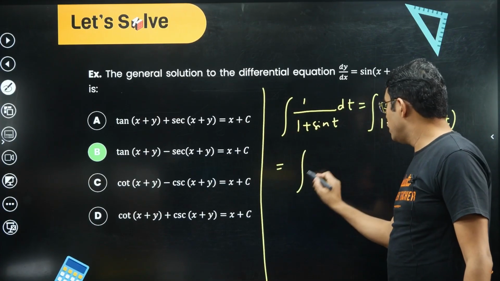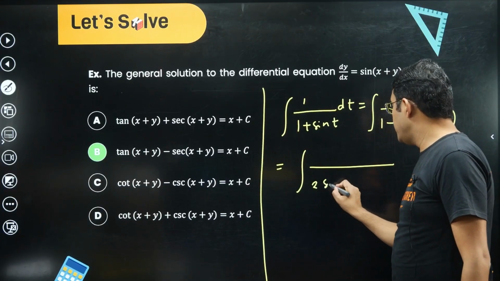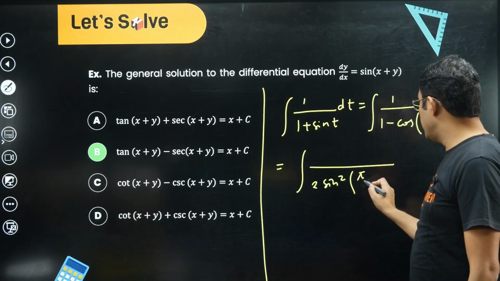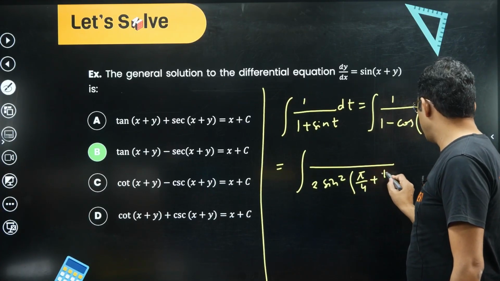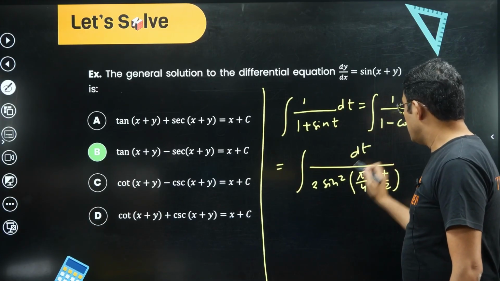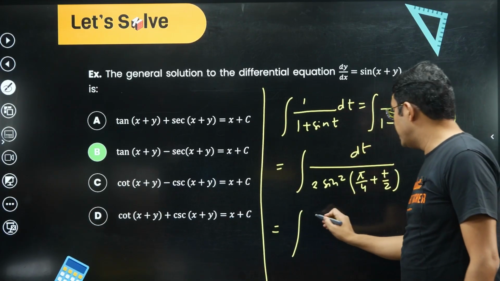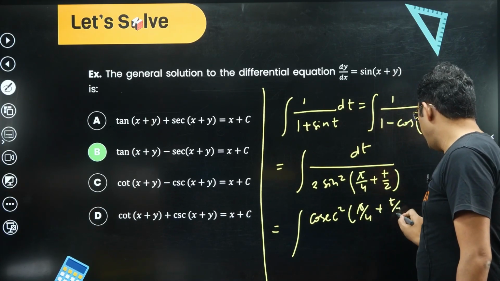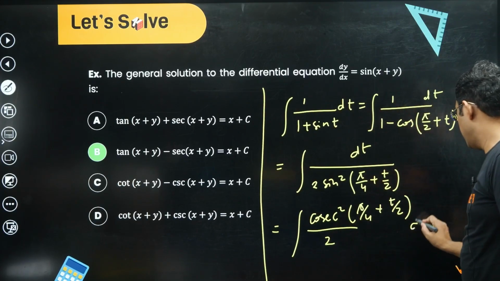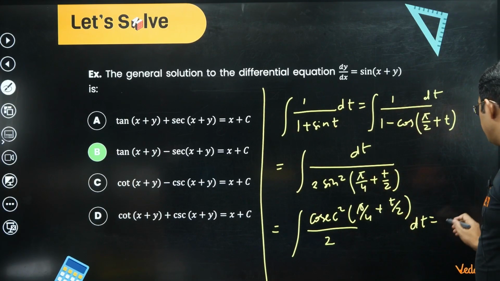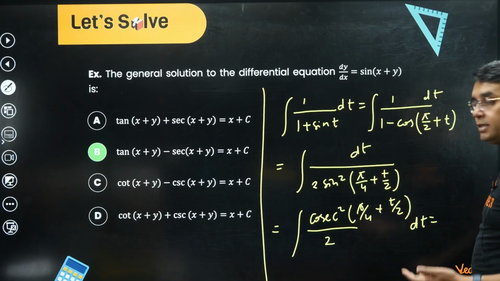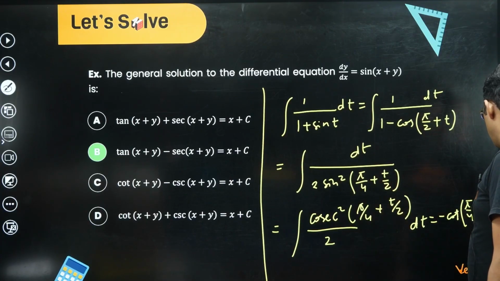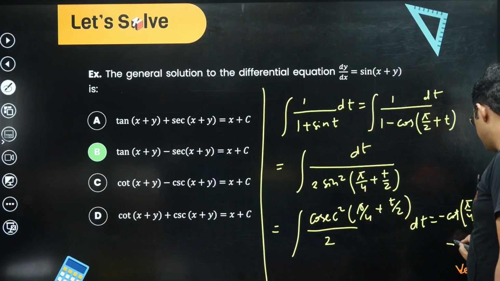Then 1 minus cos theta can be written as 2 sine square theta by 2. So we can write it like this, dt. Now this sine square going up will become cosecant square of pi by 4 plus t by 2, divided by 2, dt. So this integration will become equal to, the integration of cosecant square is, I think, minus cot. So minus cot of pi by 4 plus t by 2, and that's it, plus c.